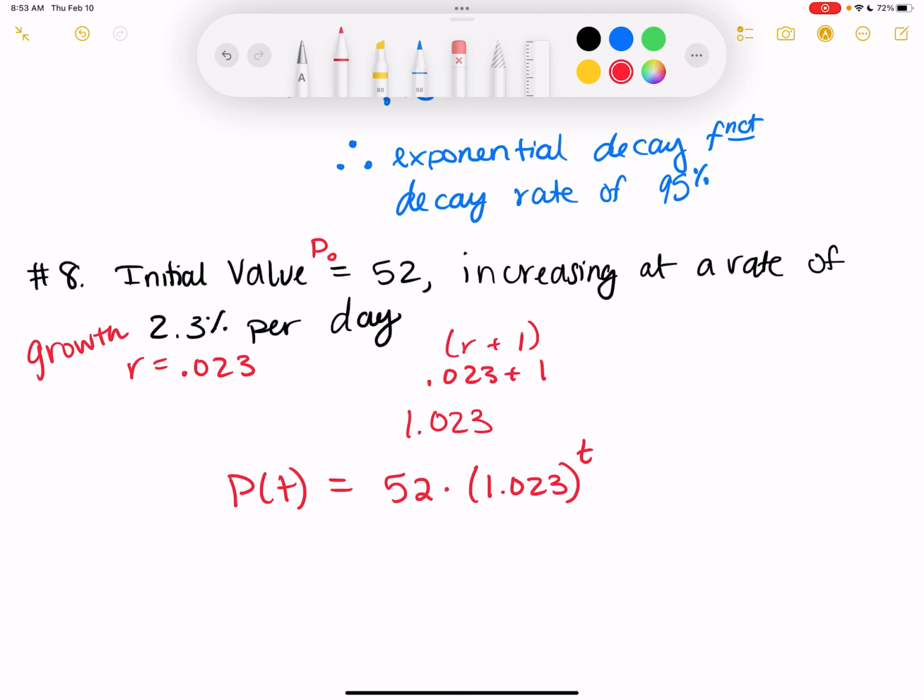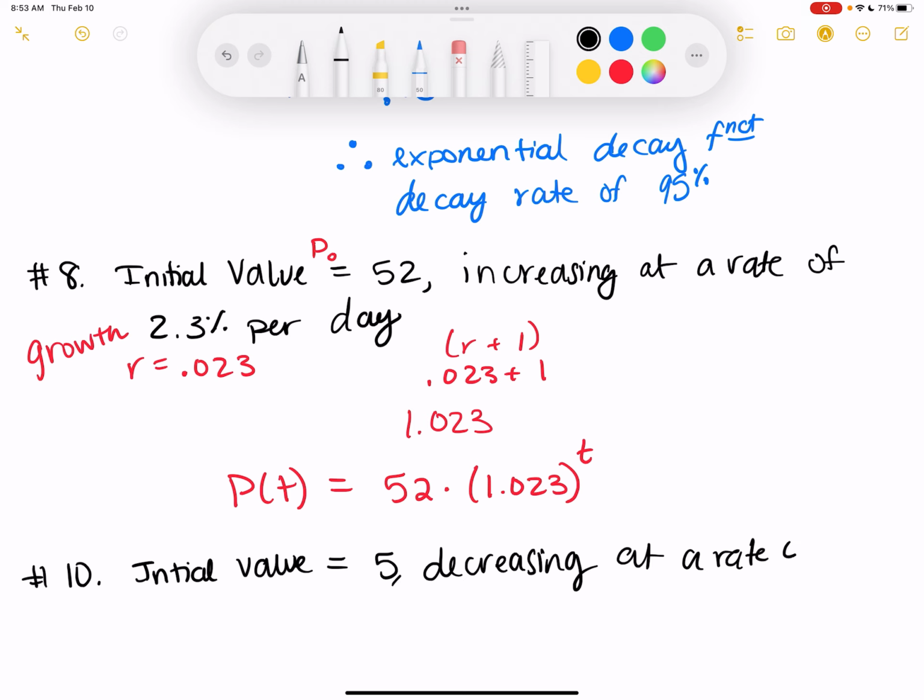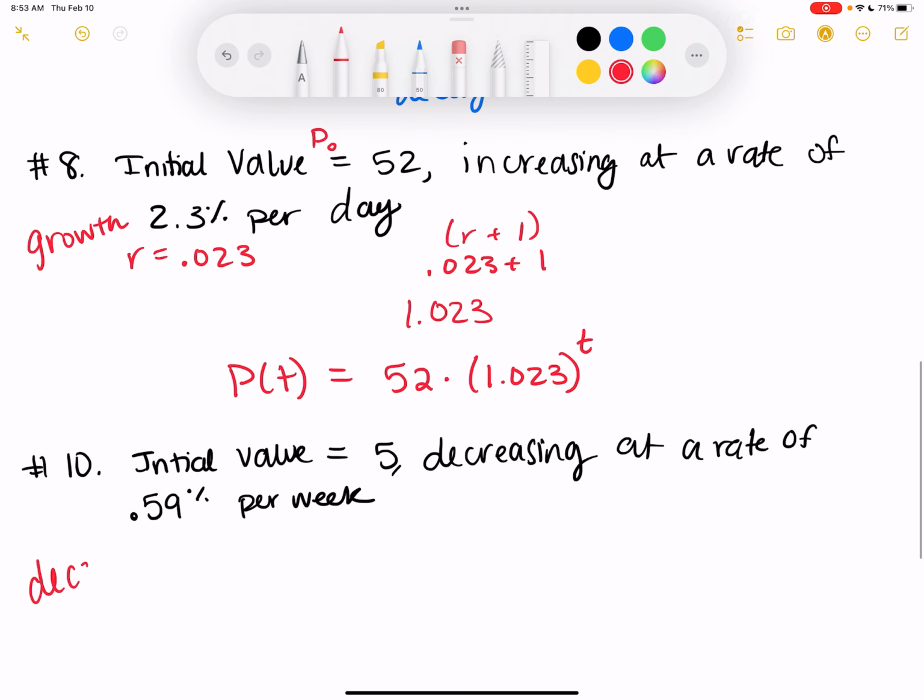All right, let's look at another one. Number 10. The initial value is equal to 5. It's decreasing at a rate of 0.59% per week. So it's decay. And it's 0.059.